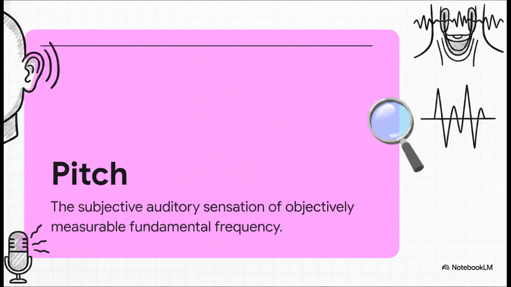But physically, what's actually happening in the speaker's throat is the rate of vibration of the vocal folds, and that is a physical, objectively measurable reality called fundamental frequency. Now, for our purposes, we're just going to use the word pitch informally to cover both, but as focused learners, it's absolutely vital you know the technical difference between the acoustic measurement and the human sensation.